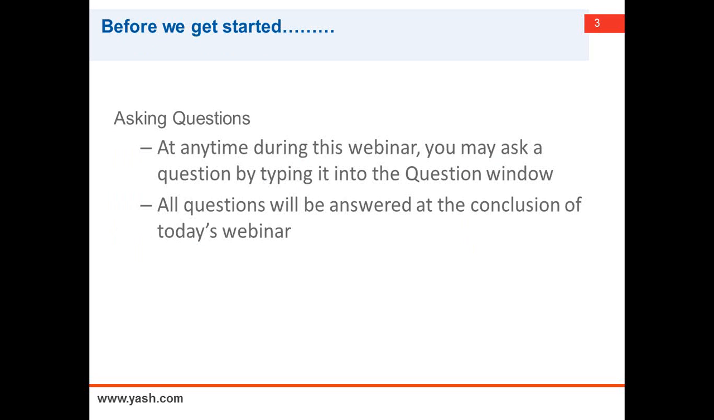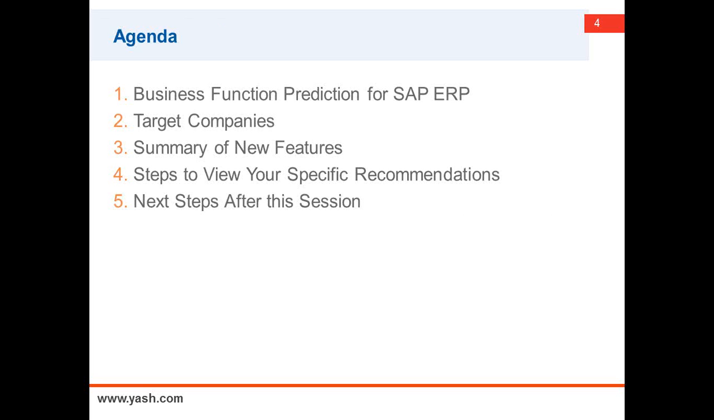So our webinar will be broken up into 5 different sections. The first will be Business Function Prediction for SAP, explaining the value of what Business Function Prediction is and revealing the technical requirements. We'll discuss what target companies are most impacted by this tool. We'll give a summary of the new features. We'll give you the ability to view specific recommendations, basically walking through a demo of the business function tool. And lastly, we'll end with next steps and questions.